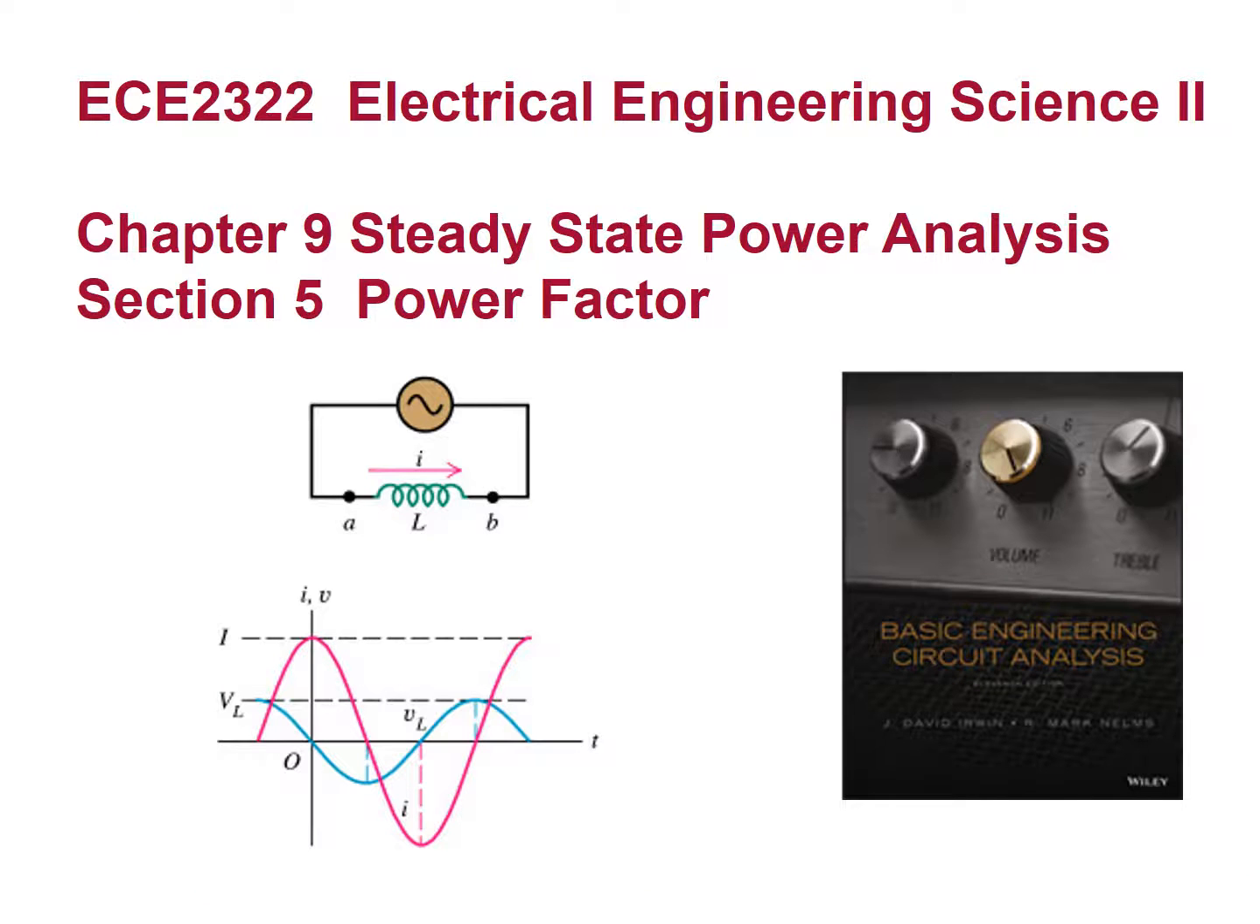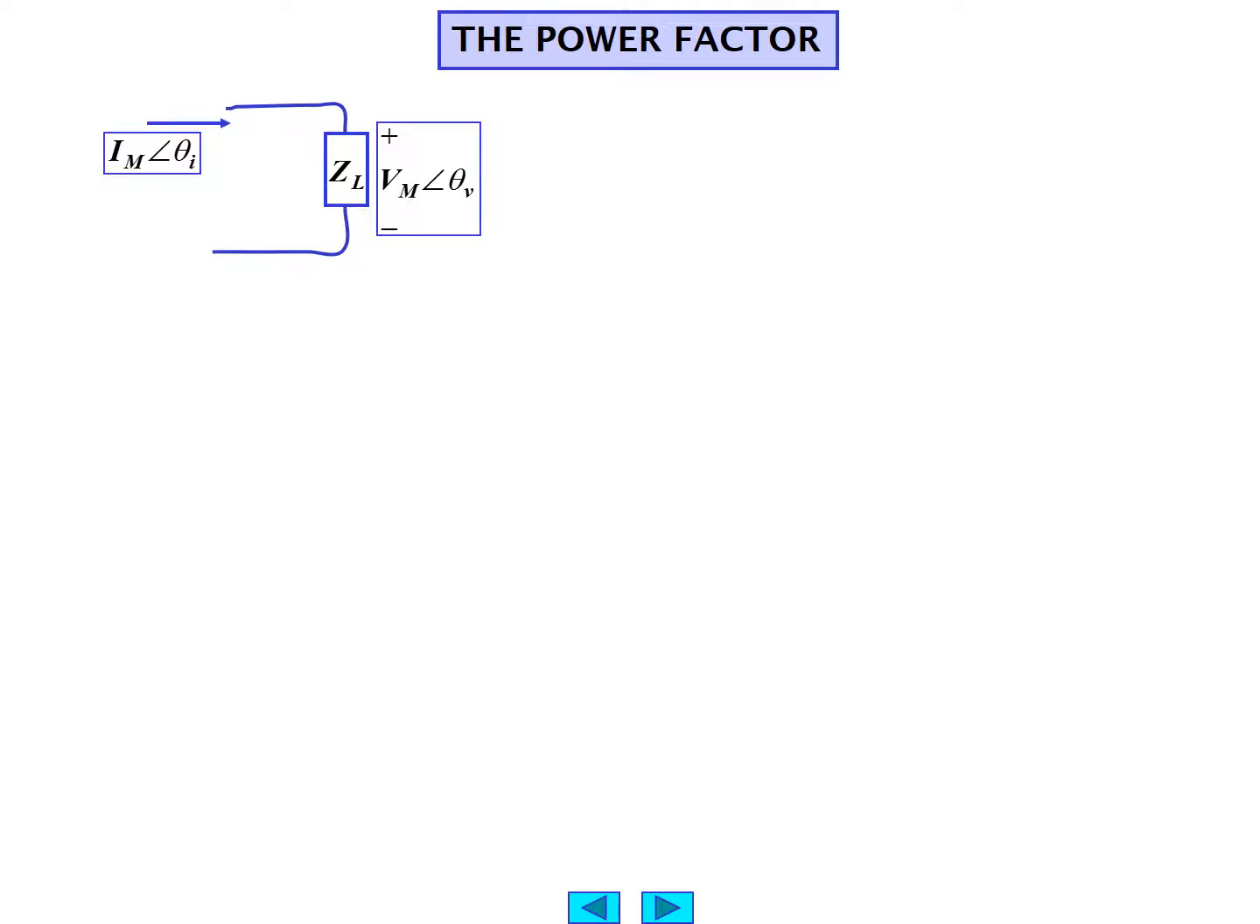Section 5, Power Factor. Here we have a typical load Z sub L with a current I sub M angle theta I, with the resulting voltage across the load V sub M angle theta V. We can plot the phasors I and V, and they have their matching angles theta I and theta V in some manner.